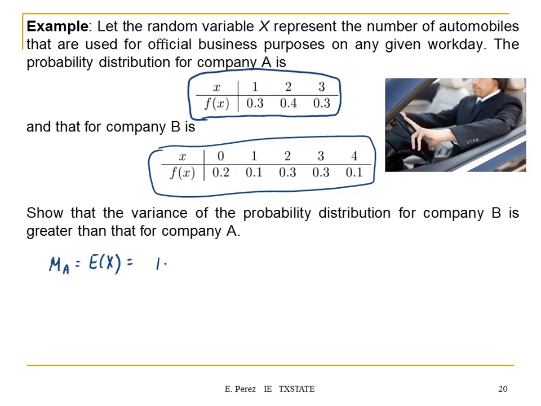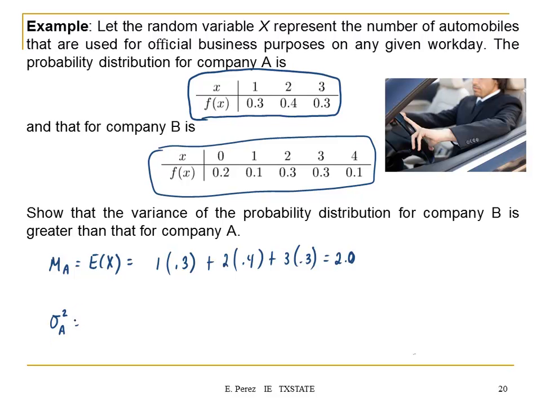So we're going to look at the first value of x, which is 1. And what will be the probability? 0.3, correct. Then for 2, and for 3 it is 0.3. So you'll get the expectation for the first company, which is company A. This is 2.0. So now we have the mean.